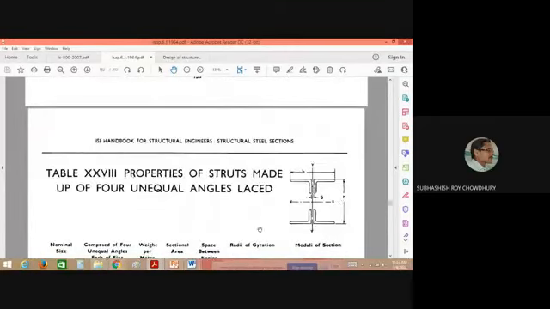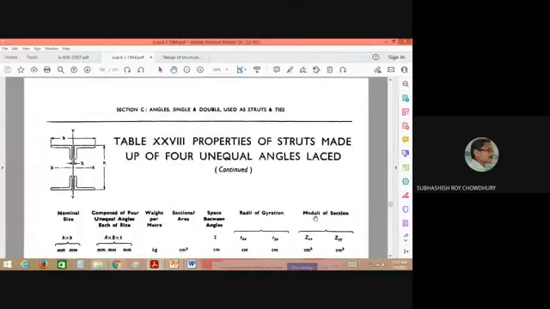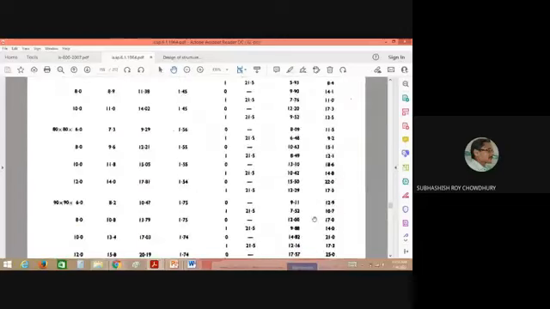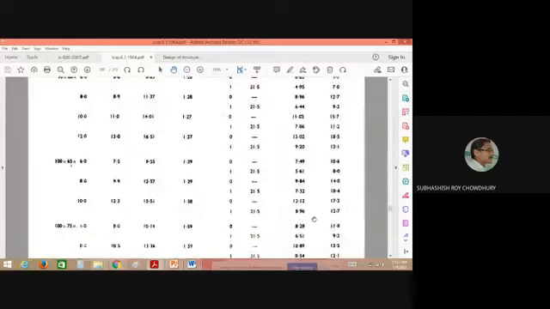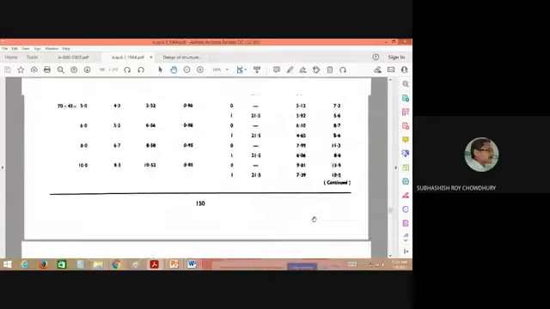This is also one arrangement. You may form one beam section in this way, or the star section in this way. The four angles are connected in this way. So these are the different cross-sectional shapes.